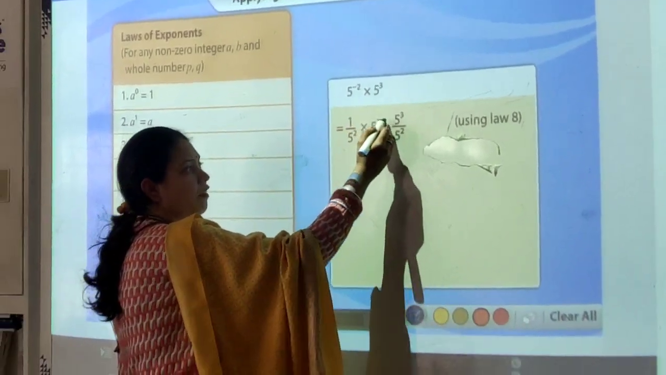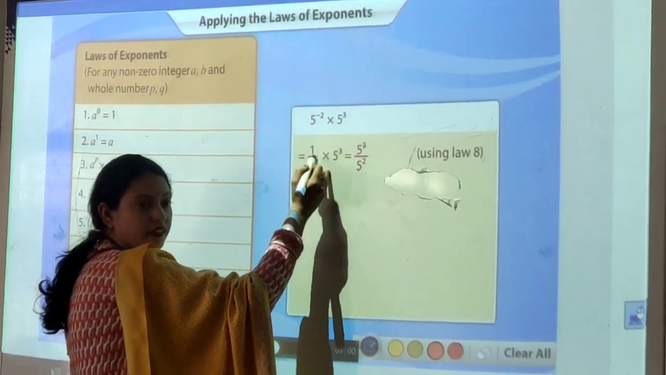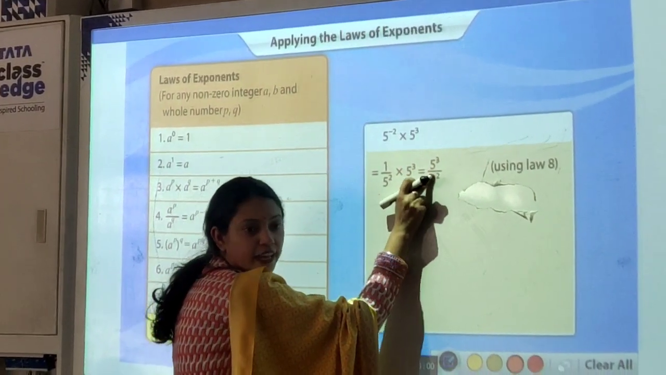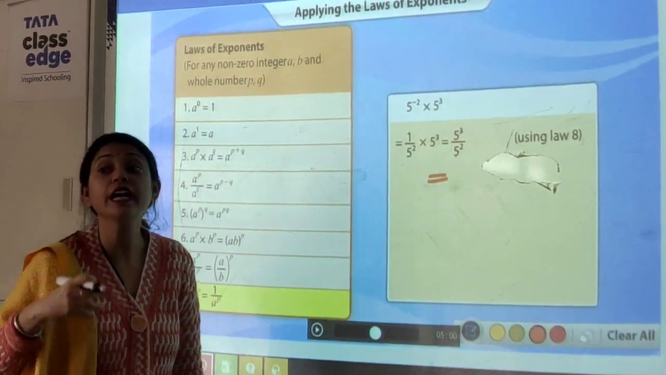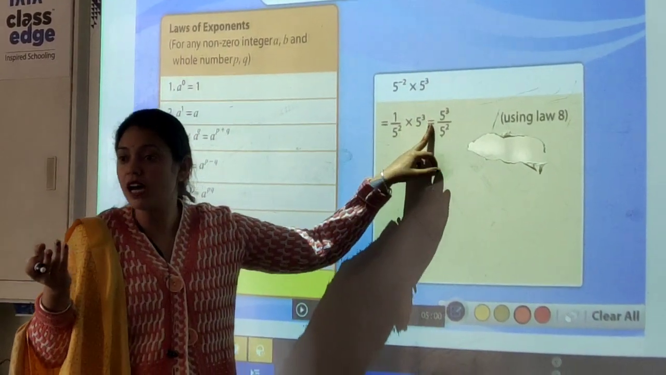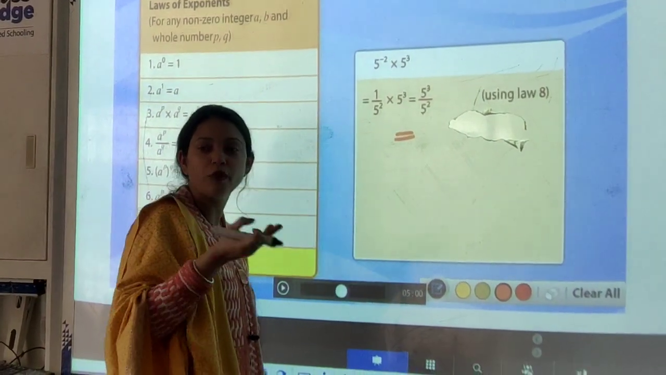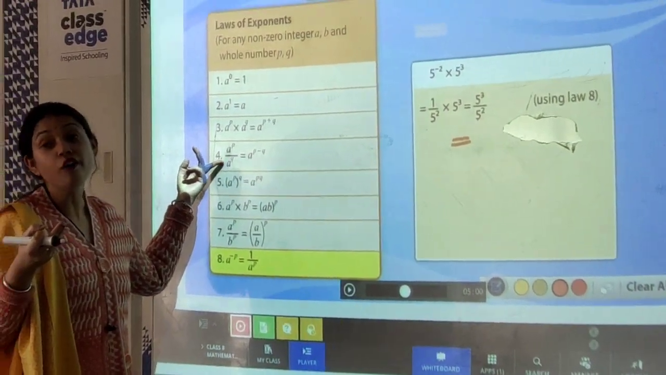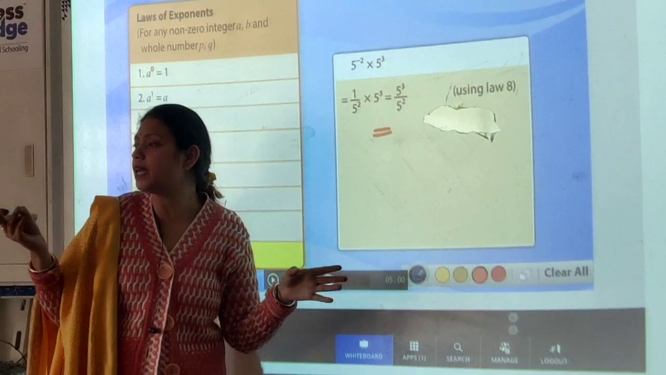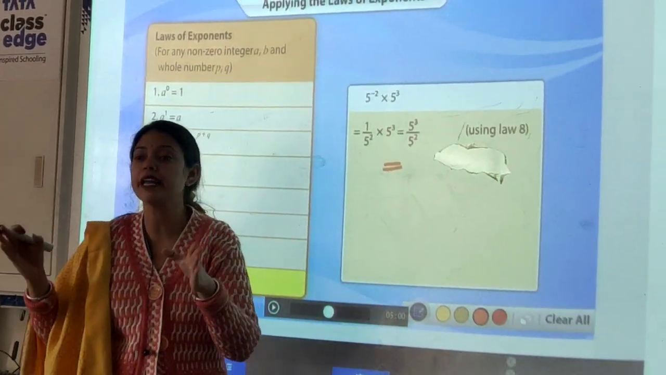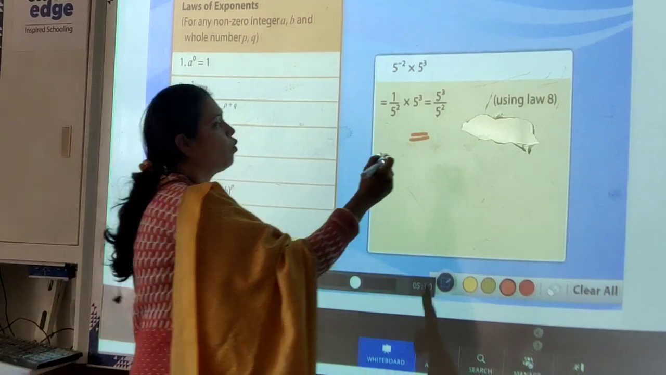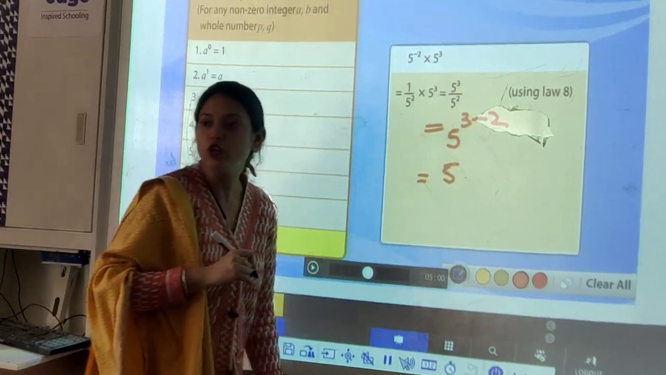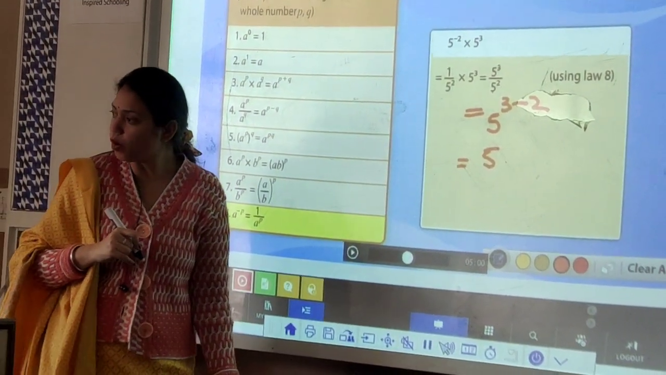Now, what do you get? 5 raised to power 3 upon 5 raised to power 2, multiplying numerator with numerator and denominator with denominator. Now, what do you get here? Again, there is a sign of division. Yes, ma'am. So, we must use one another law here because both the bases are same. Which law we must use here? Look at the board. We must practice Law 4. Yes, in division, when the bases are same, power get subtracted. So 5, 3 minus 2. That is 5. We can also do in this way. Okay, Sonali? Clear to all?